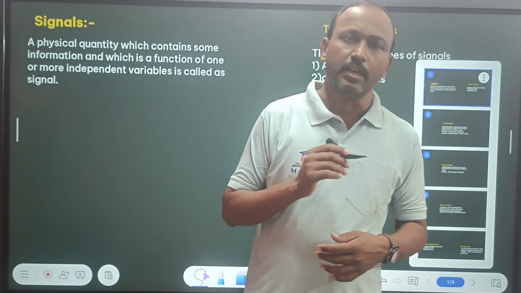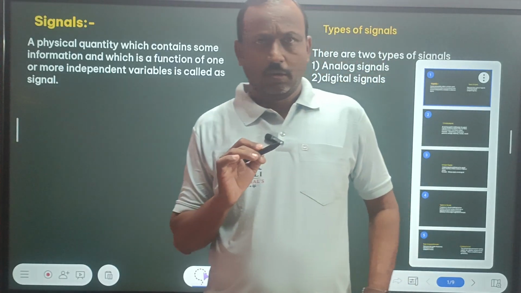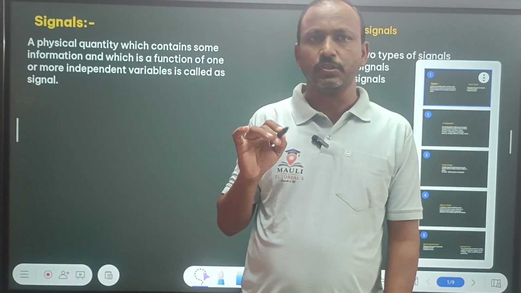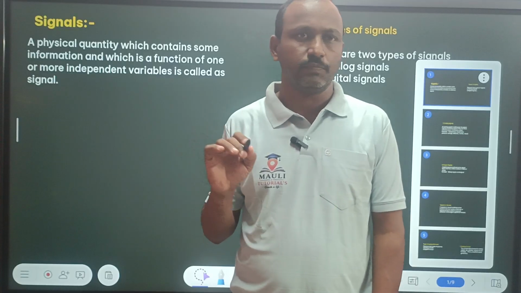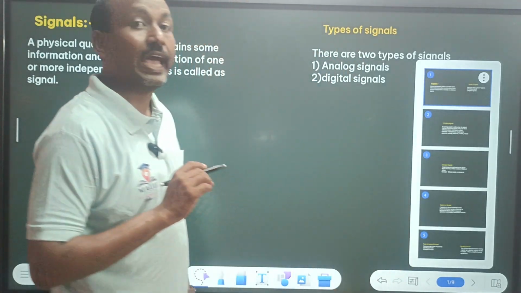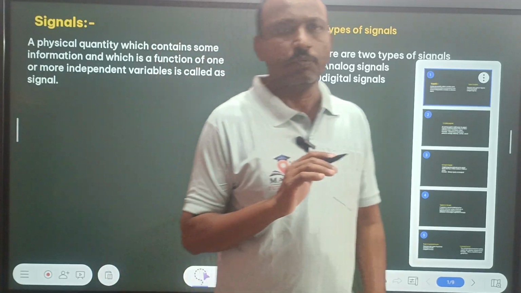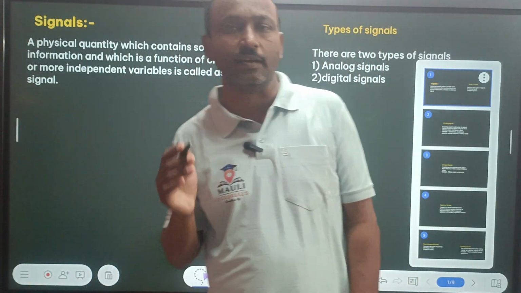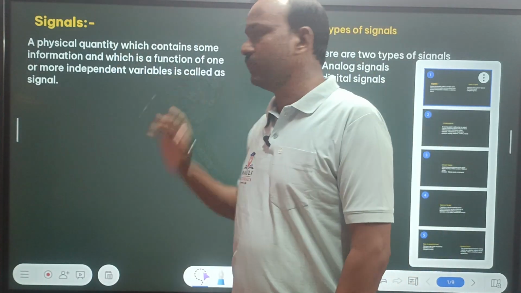For example, temperature. If we draw a graph of the value of the temperature with respect to time, this graph shows the analog signal. This is the first type of the signal, and the second one is digital signal, that we see later. First we discuss the signal.